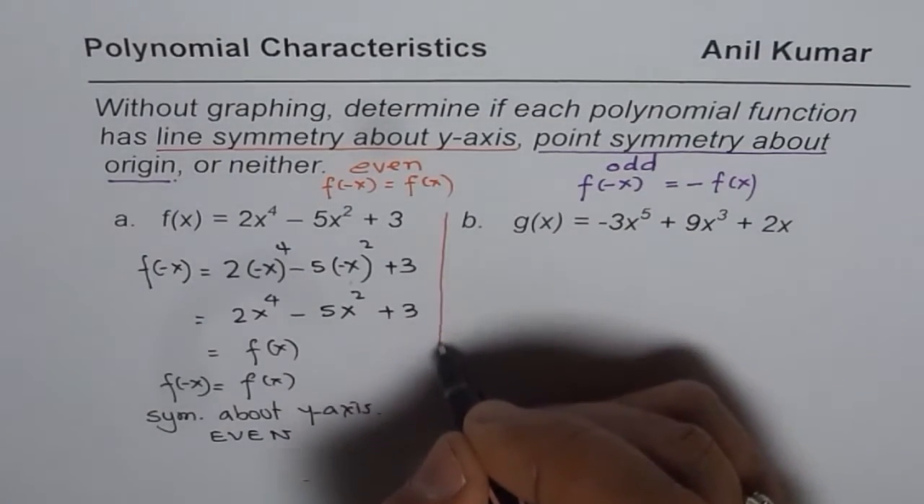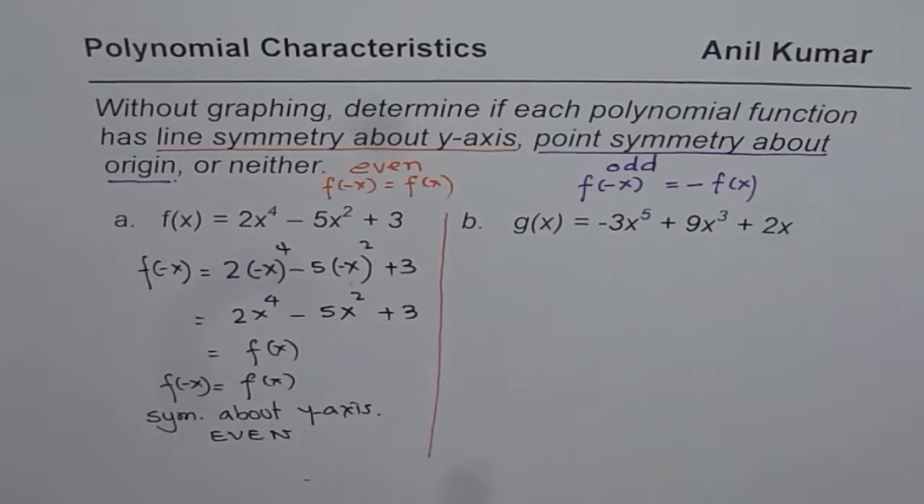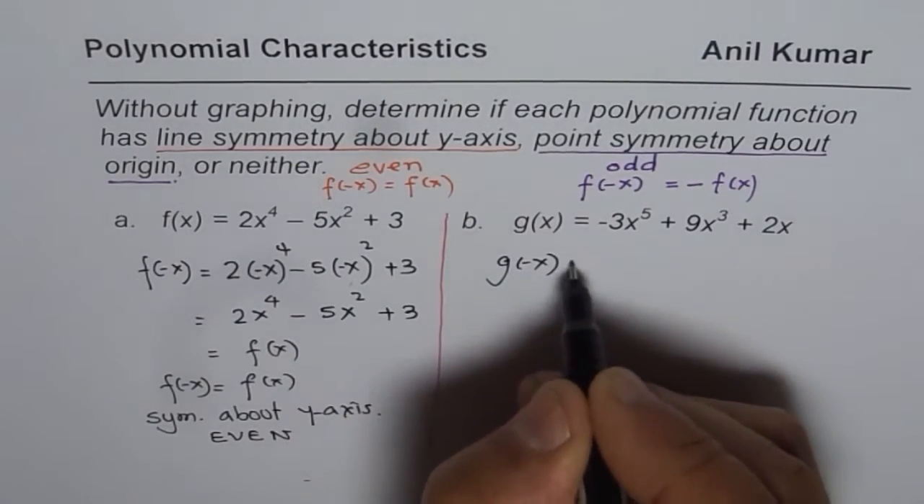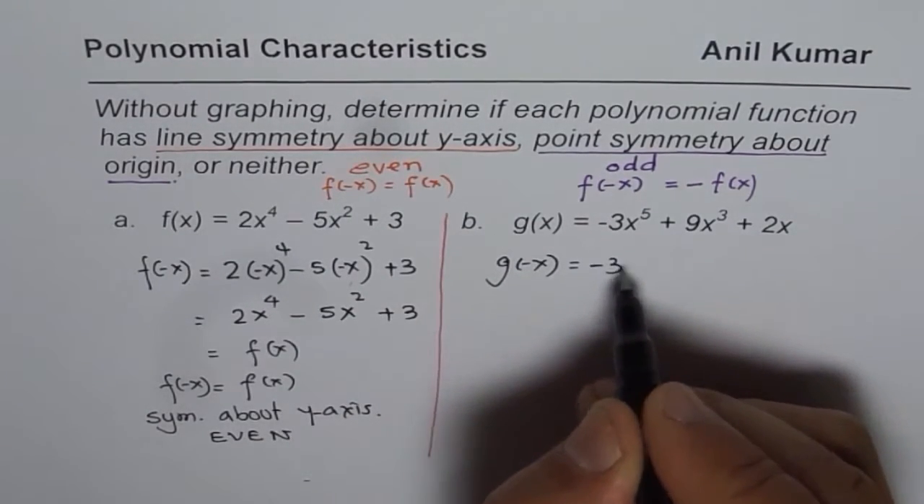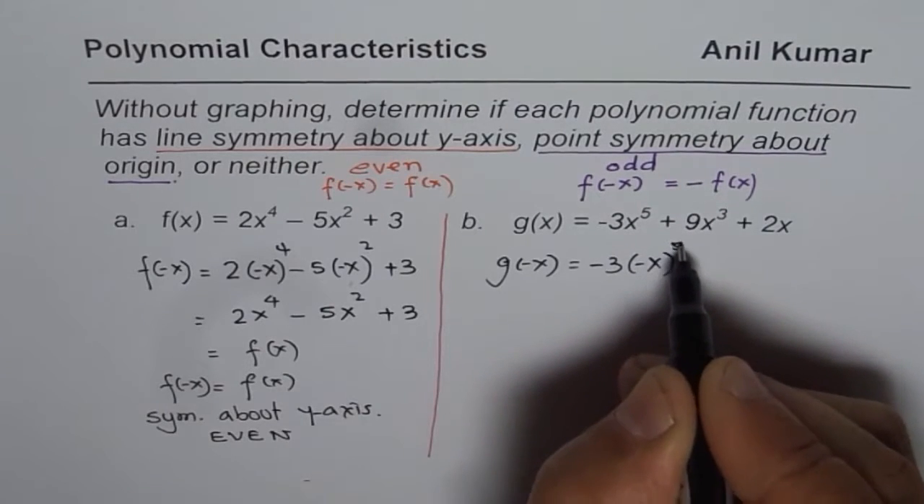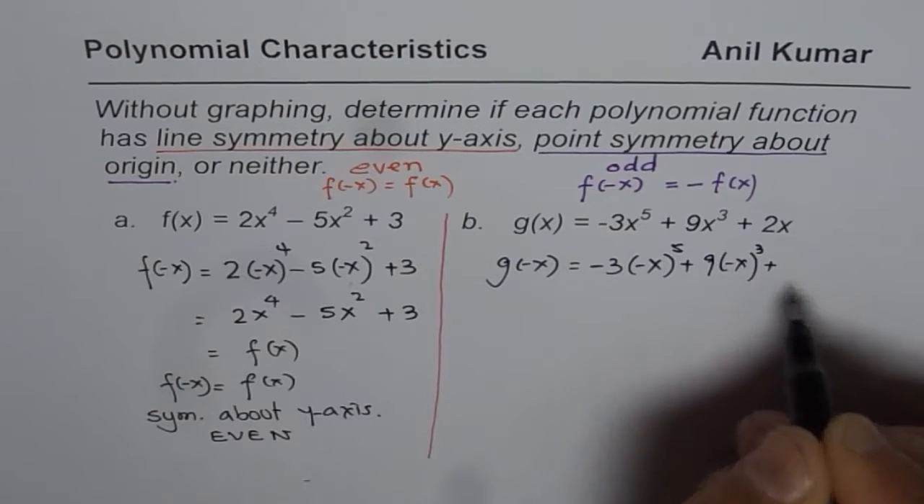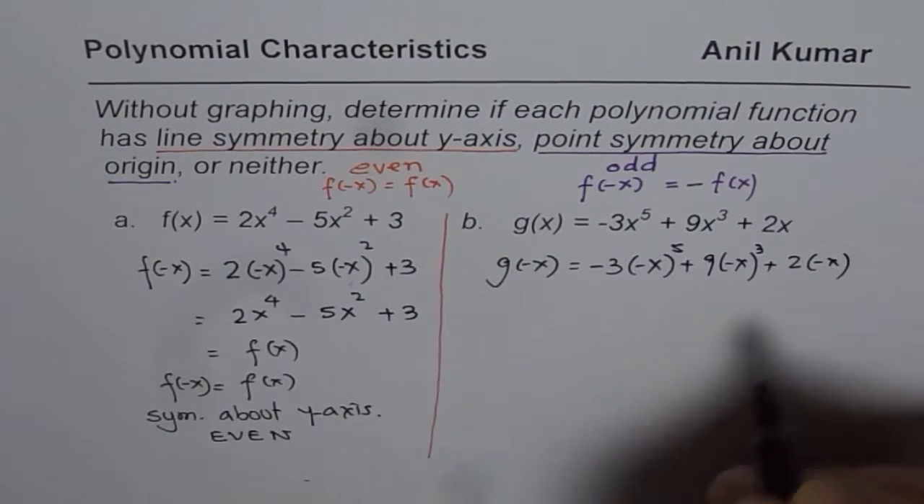Now let's look into part B. I hope you understand the process. You can actually pause the video now, answer, and then check your solution. So now we'll again find what is g of minus x. g of minus x will be minus 3 times minus x to the power of 5 plus 9 times minus x cubed plus 2 times minus x.